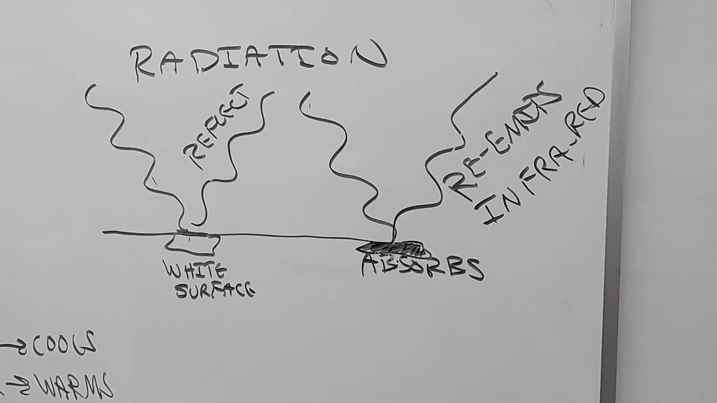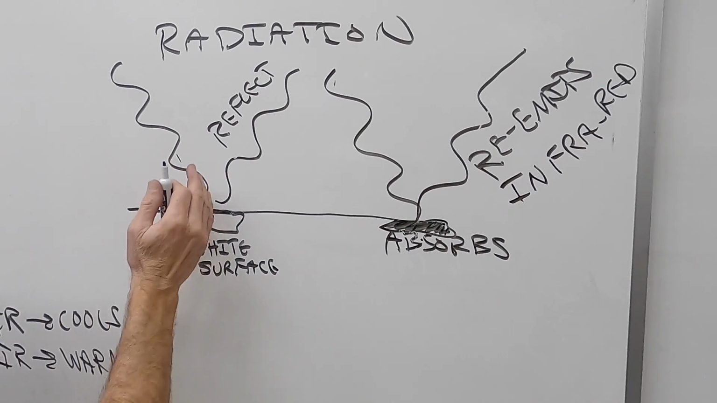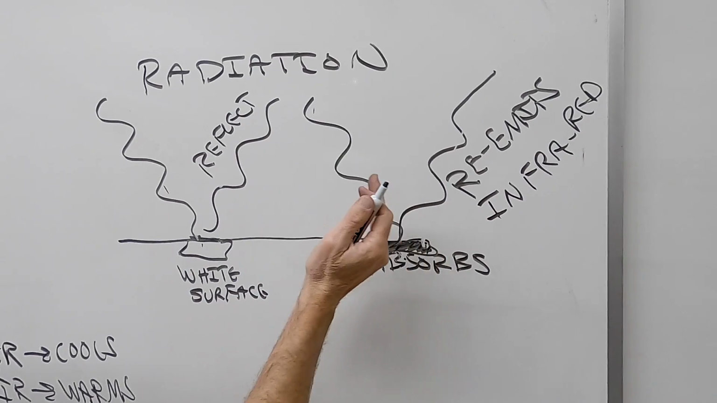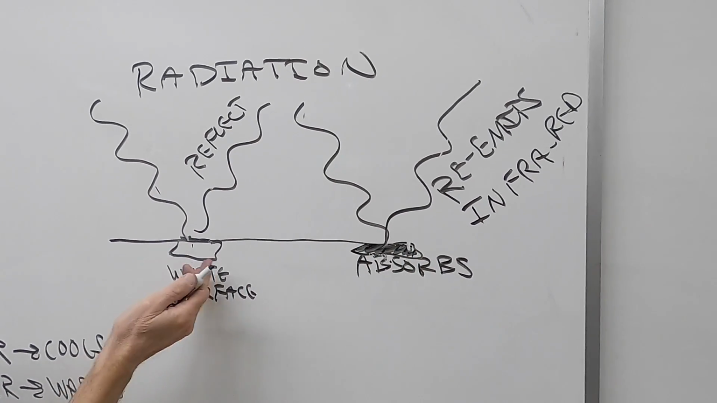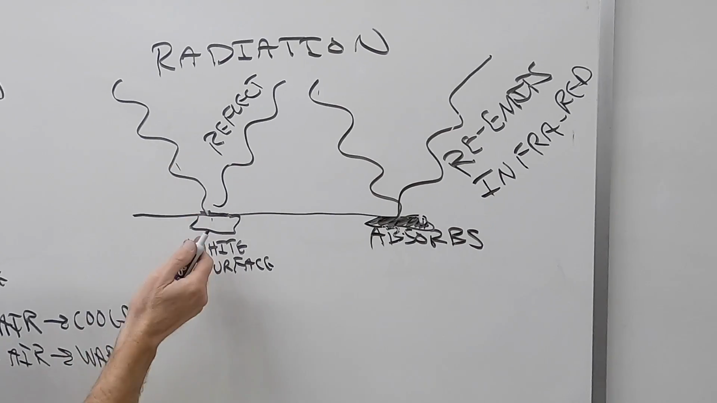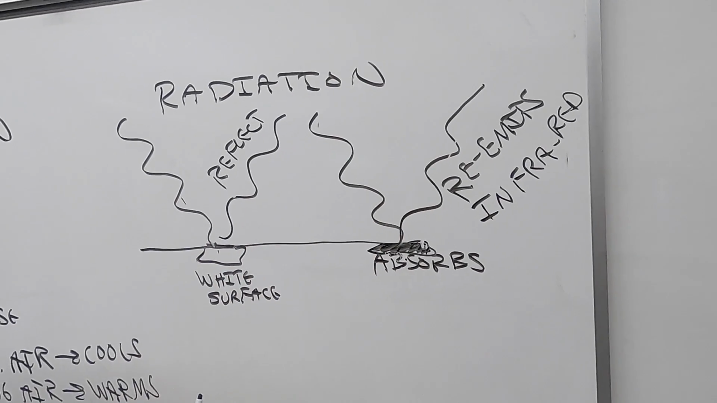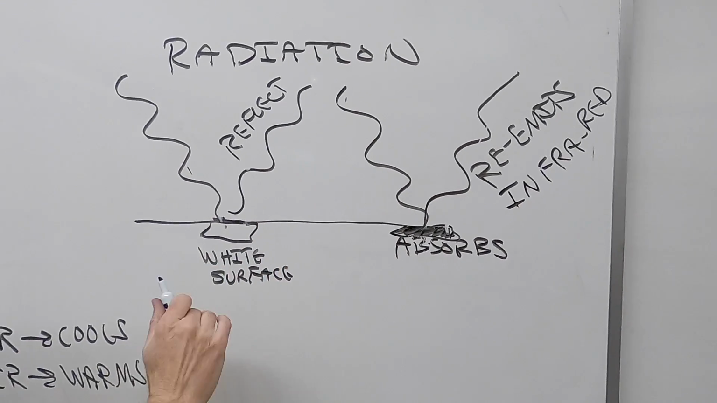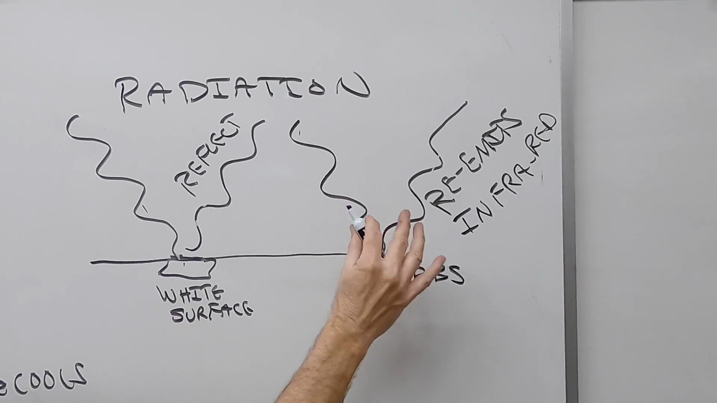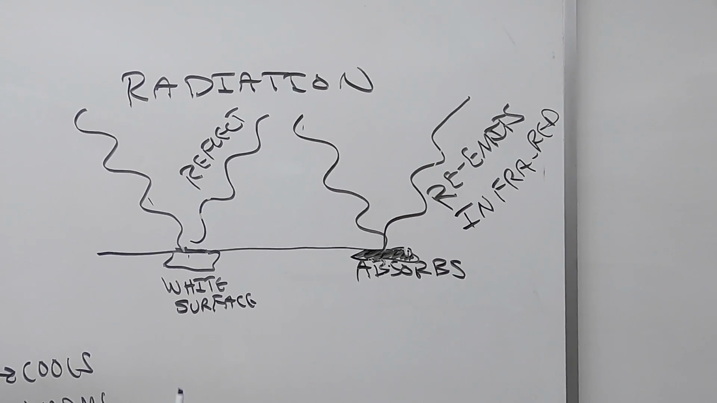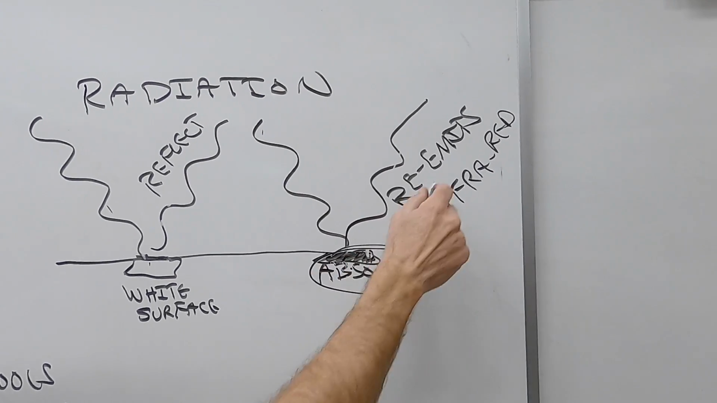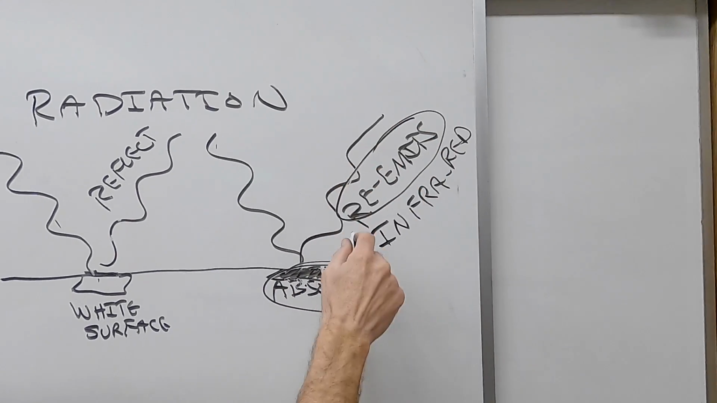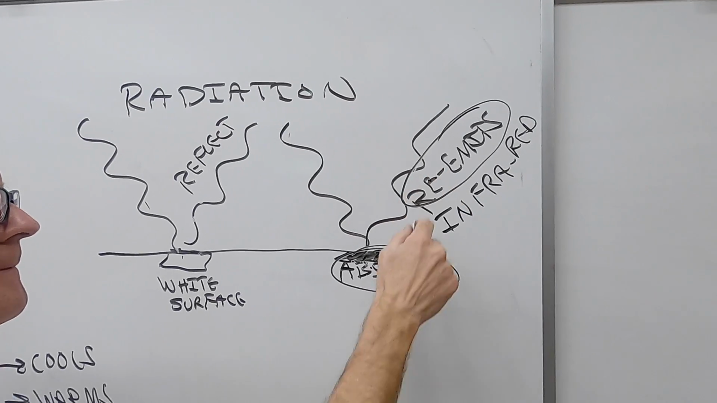Now the rule is, if you're good at this, you're poor at this. If you're 50% of this, then this is the other 50%. If you're like gray or something, you reflect part of it and you absorb part of it right here. But the two are exclusive. The better you are at one, the worse you are at the other. And also, the better you are at absorbing, the better you are at emitting. These two go together right there.